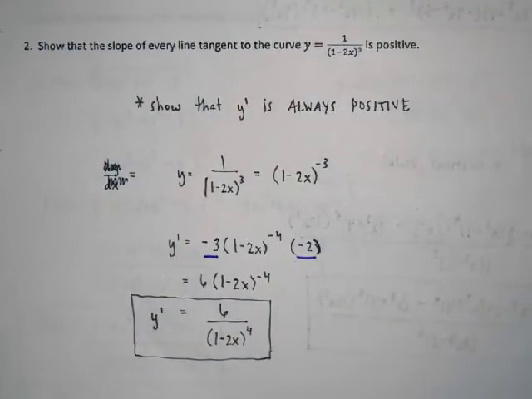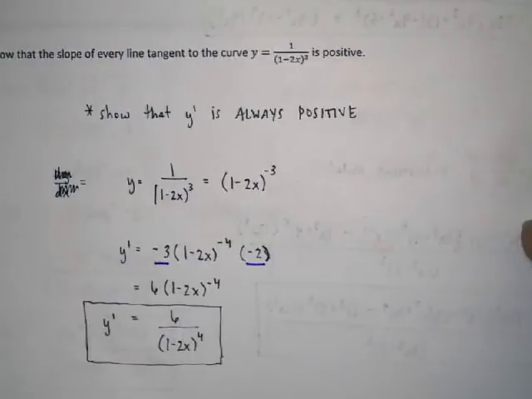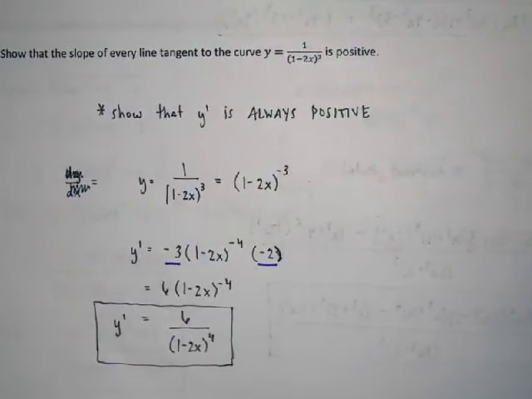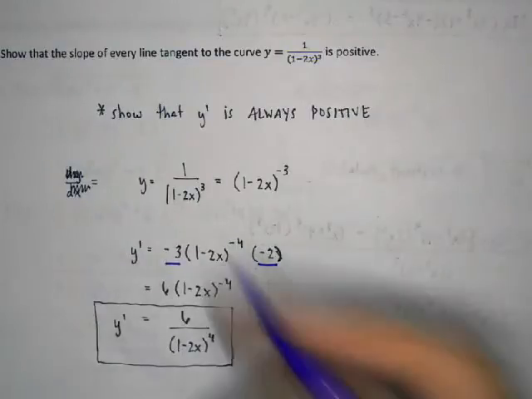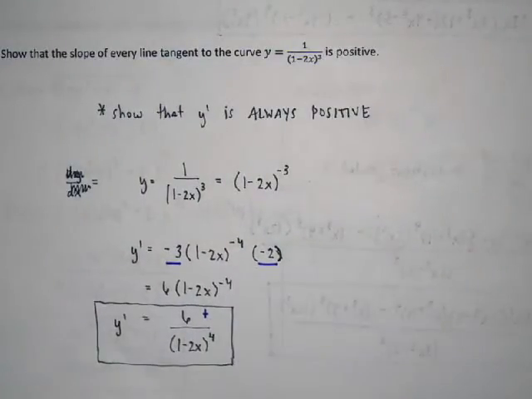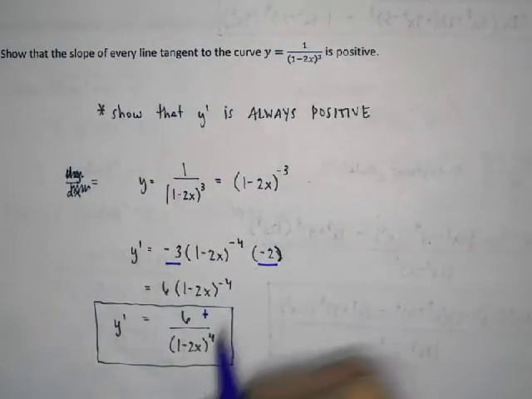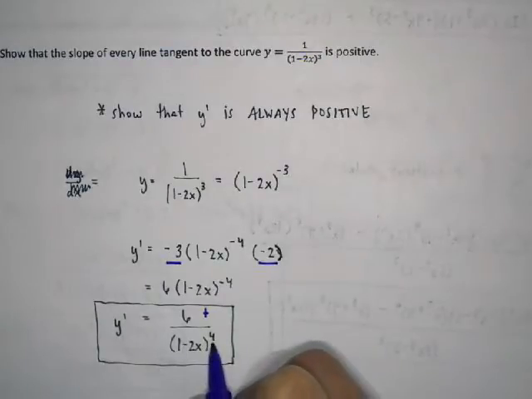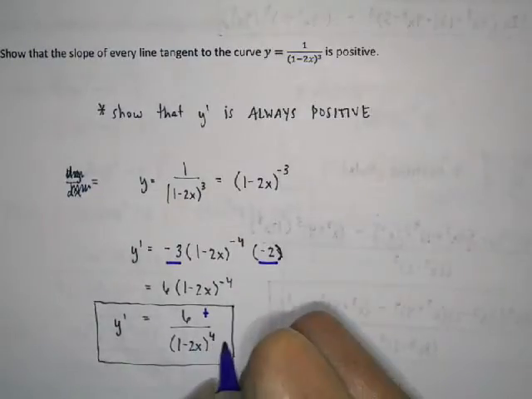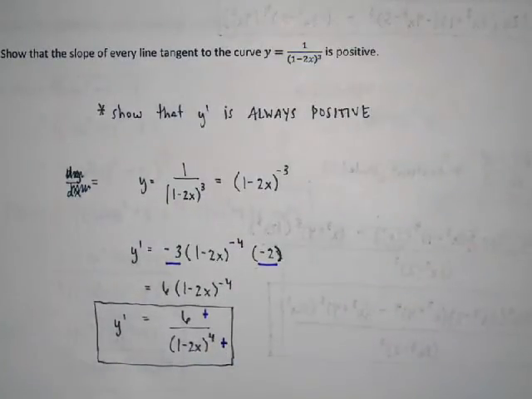So now, if we think of our original question, it asks us to show that the slope of every line tangent to this curve is going to be positive. And so if I'm looking at my slope here, my numerator I know is always going to be positive, because a positive 6 is constant. And down here, because my power is to the 4th power, no matter what I have in parentheses when I take it to the 4th power, that has to be positive as well.